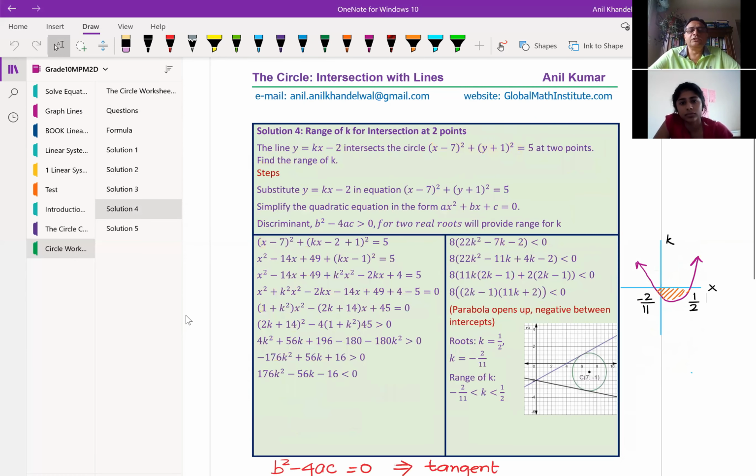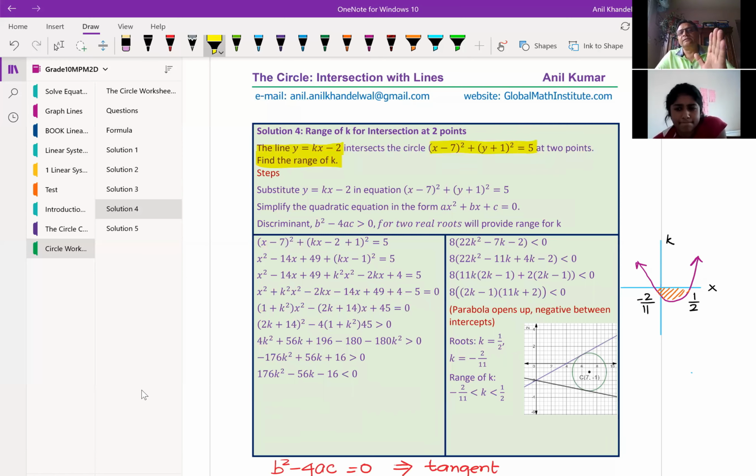Okay, solution number 4. Amy, can you read this question? Yes. The line y equals kx minus 2 intersects the circle (x minus 7) whole squared plus (y plus 1) whole squared equals 5 at 2 points. Find the range of k. Correct. So this is the typical question.